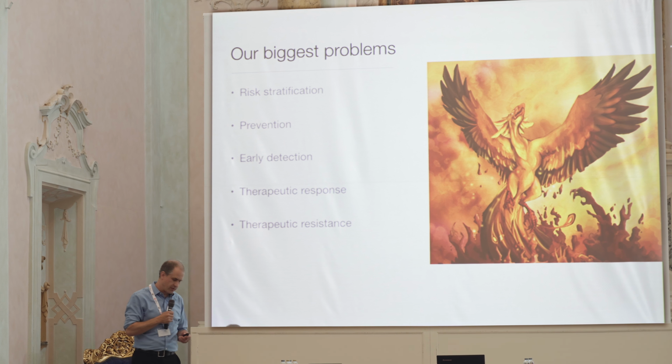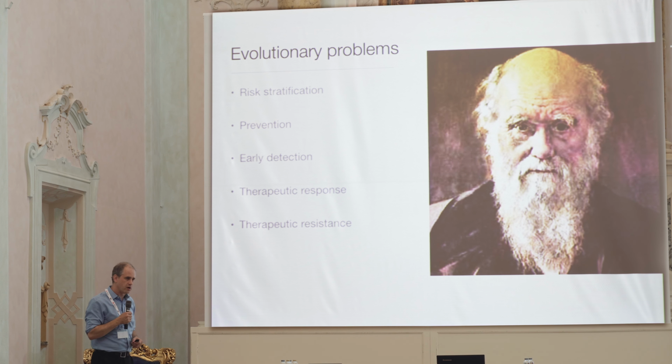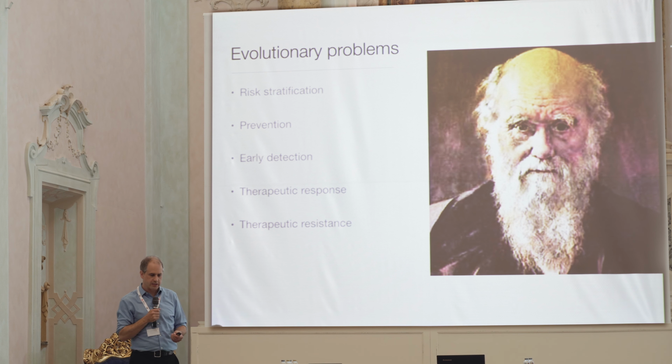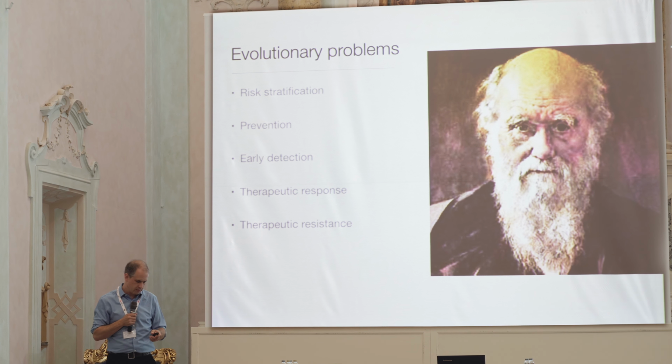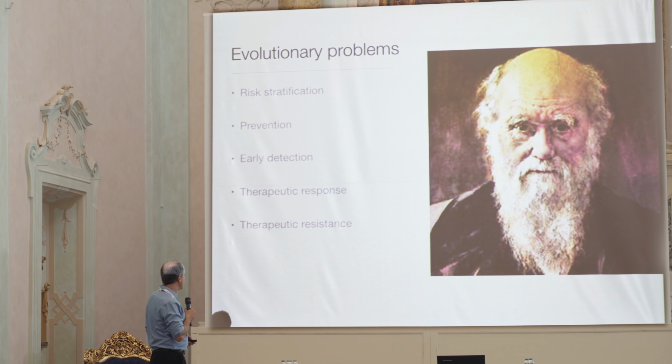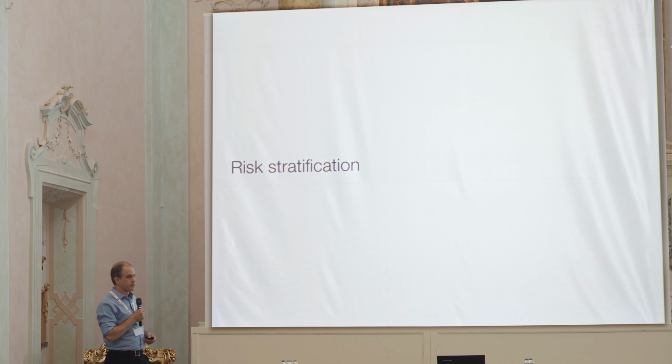So I think these are the 5 big problems, and I submit to you that they're all either evolutionary problems or that evolution has a way of addressing these problems. So I'm going to take you through, I was asked to sprinkle in the results from my lab here, but this is more of an overview than just particular research results. So first of all, risk stratification.